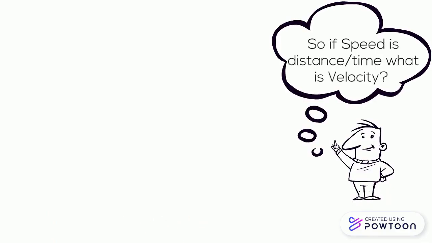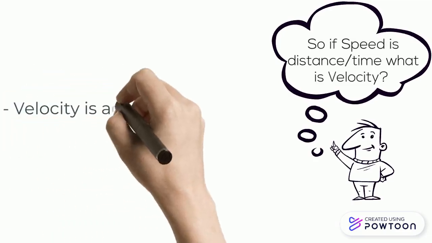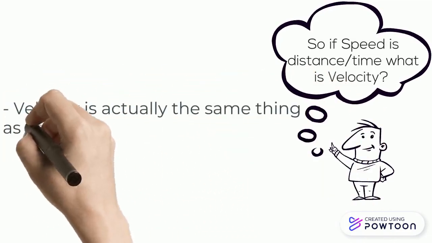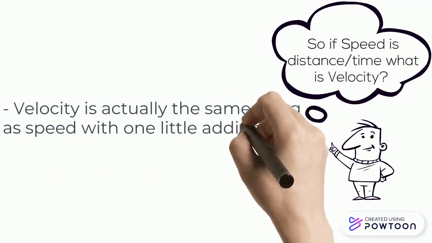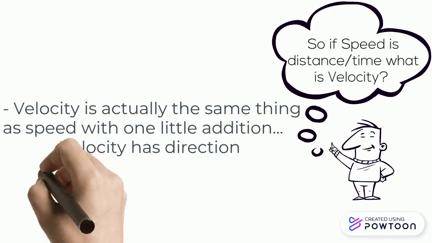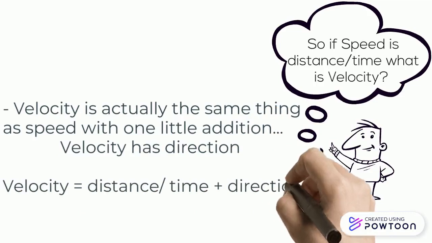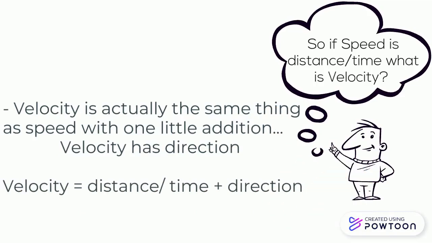So, are speed and velocity the same? Survey says yes. Speed is your distance over time, while velocity just adds a small little piece called direction. So velocity is actually distance over time plus direction.